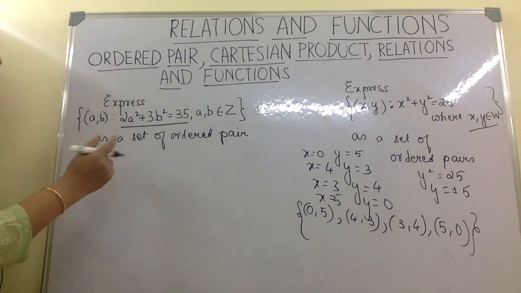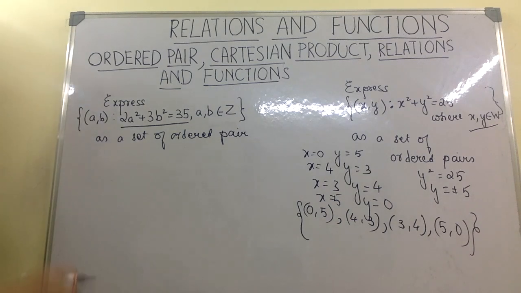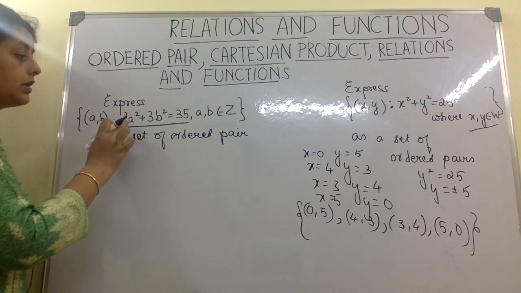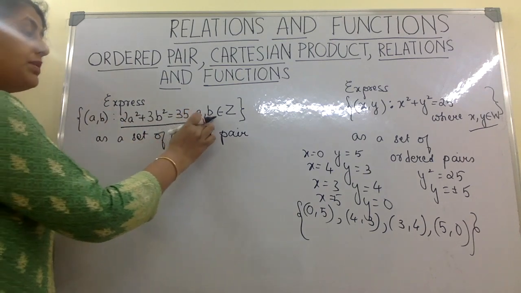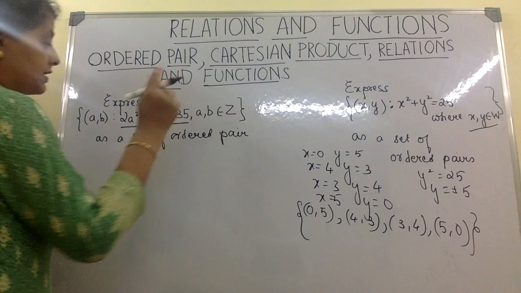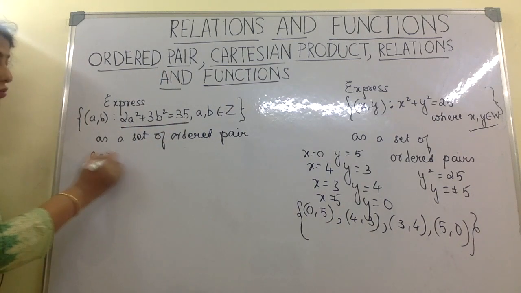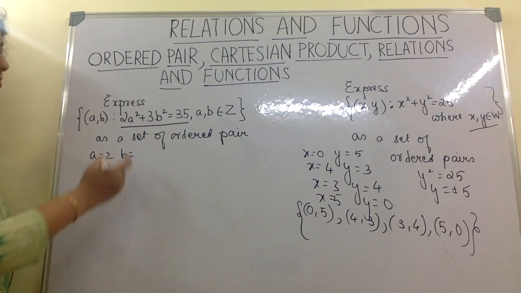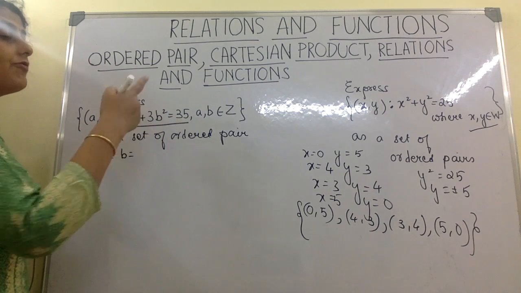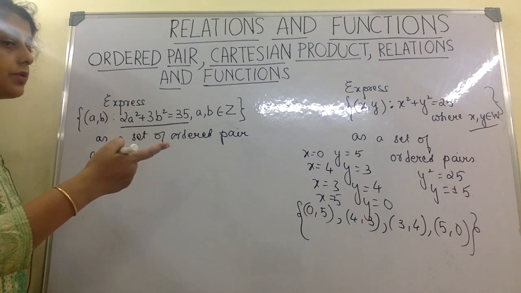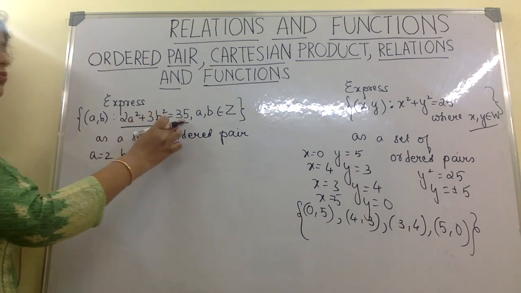Let's come to this. This is quite similar. Here, if I take a as 2, now here a and b can be negative because it is integers. So if I take a as 2, b is how much? This is 2 times 4, 8, 35 minus 8 is how much? 35 minus 8 is 27.